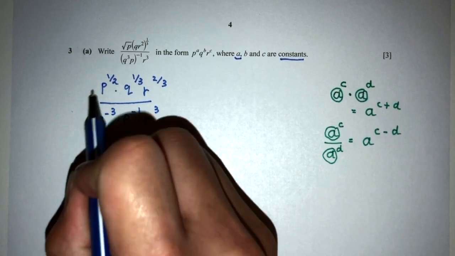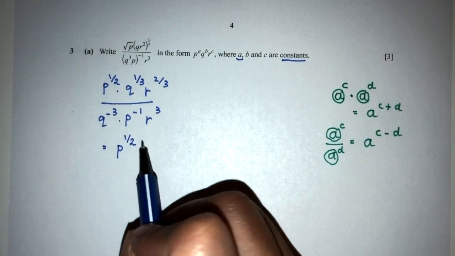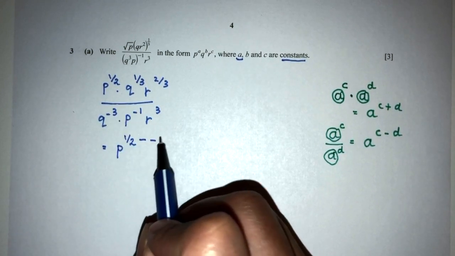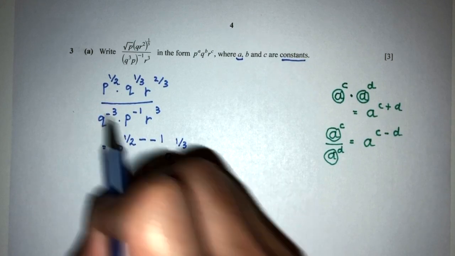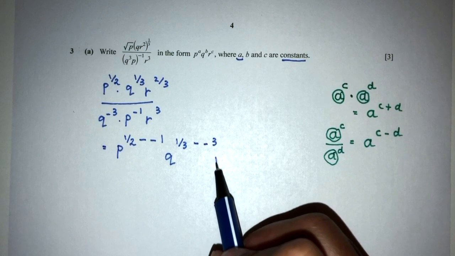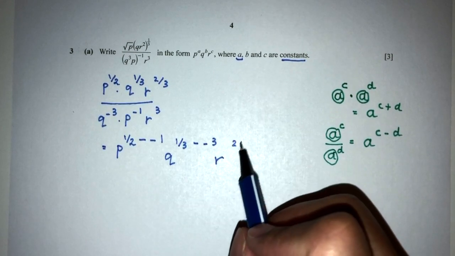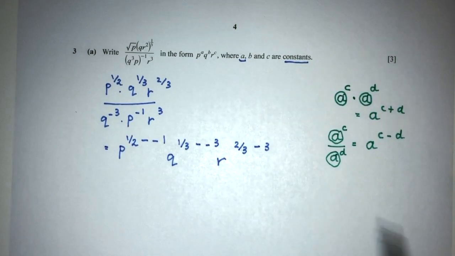So here we have p half. Here we have divide become minus. Here we have minus 1 become minus 1. Then we have q 1 over 3. We have divide become minus. Here we have minus 3. Here we have r, we have 2 over 3. We have divide become minus. And here we have 3.